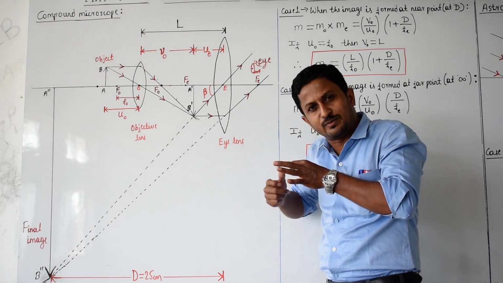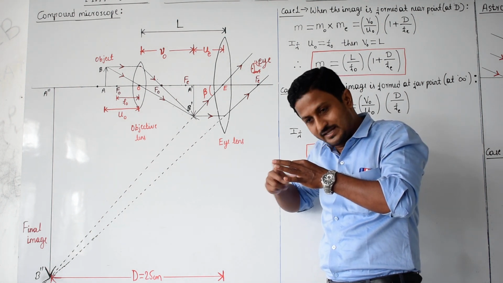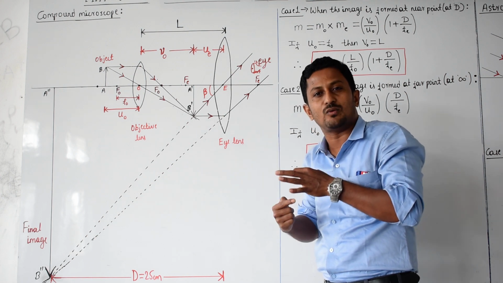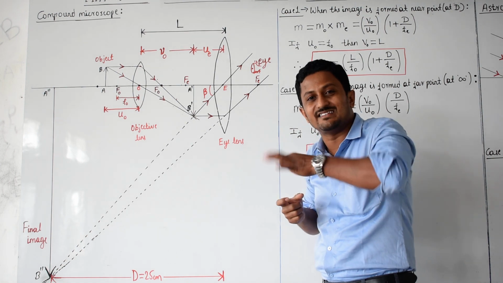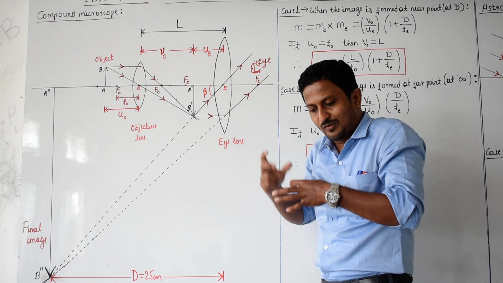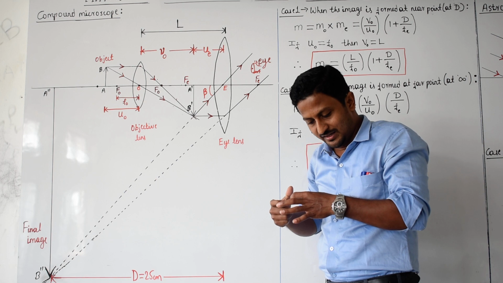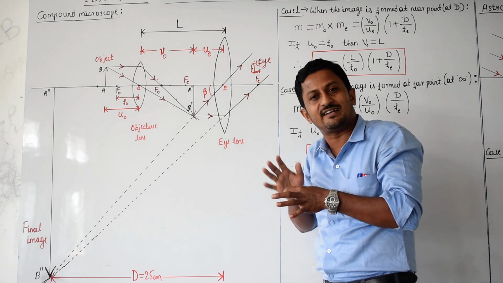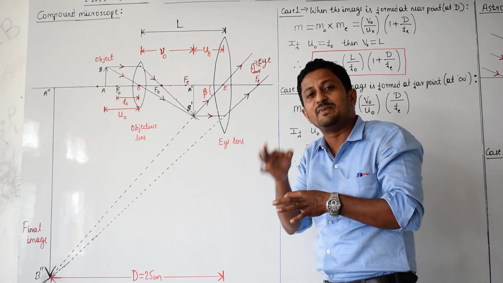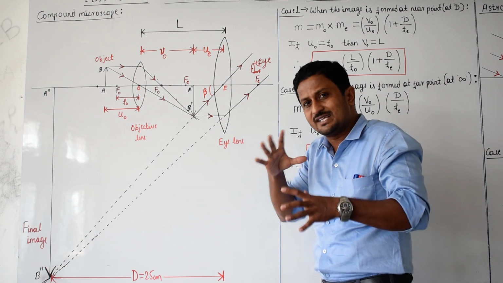And there are some adjustments. Some screws are there. With the help of those screws, you will be moving this eye lens up and down. For one particular position of the eye lens, you will be getting a clear image. Okay? What is that adjustment?